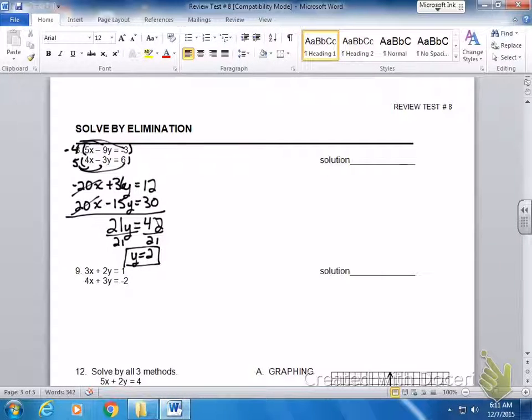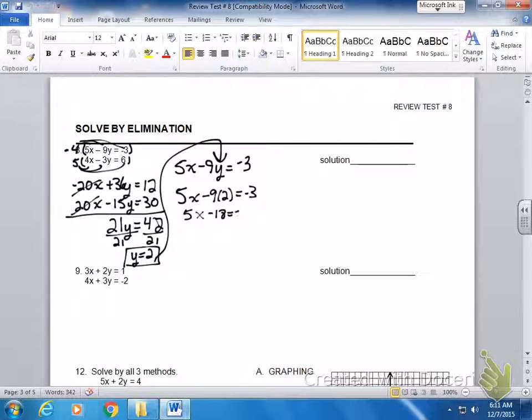Now that I have my y value, you can go back and plug it into either equation. I'm going to go ahead and do it to the top one. I'm going to use 5x minus 9y equals negative 3. And I'm going to plug my y back in. So I have 5x minus 9 times 2 equals negative 3. Now I can go ahead and solve that. That's 5x minus 18 equals negative 3.